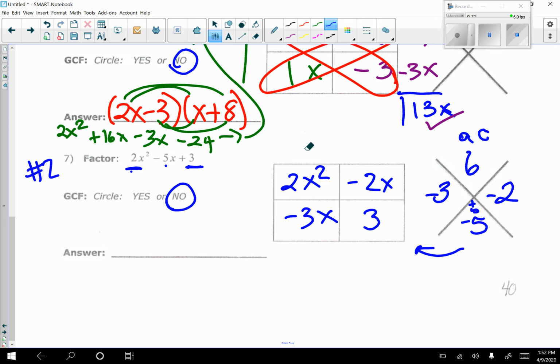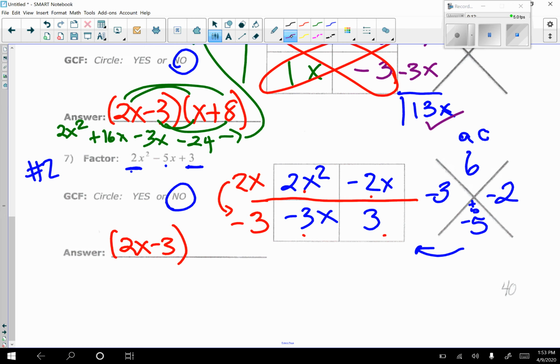Okay, now what you're going to do is you're going to take out the GCF of the rows and the columns. So let's start with the rows first. What is the GCF of 2x and negative 2x? That would be a 2x. Here, what is the GCF of negative 3x and 3? That would be a negative 3. We can take out a negative 3 there. Okay. Here's one of my binomials, 2x minus 3.